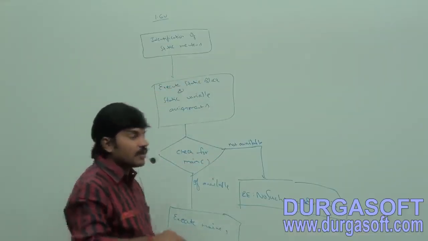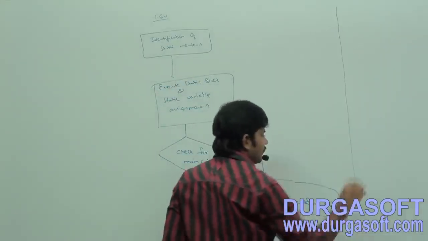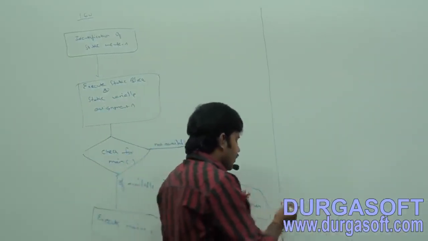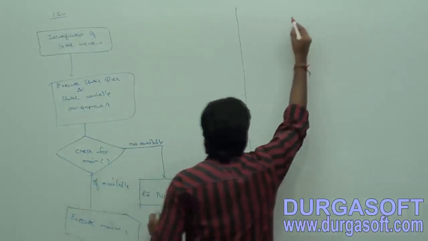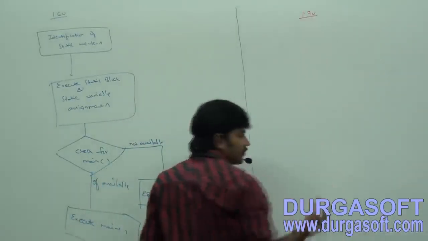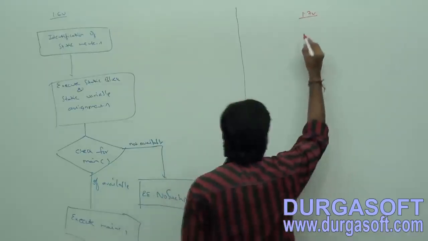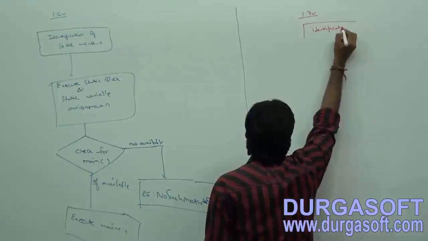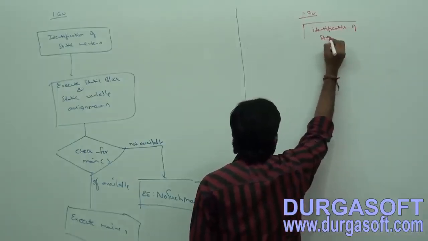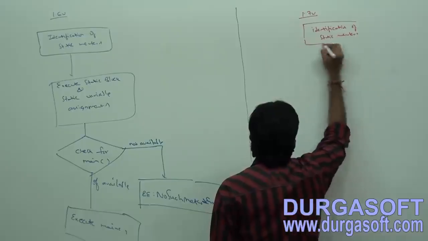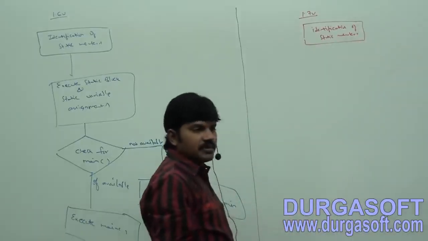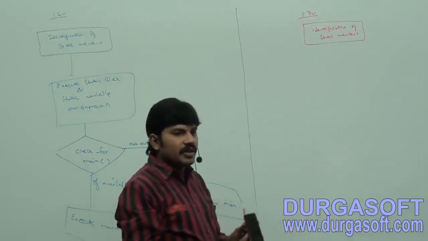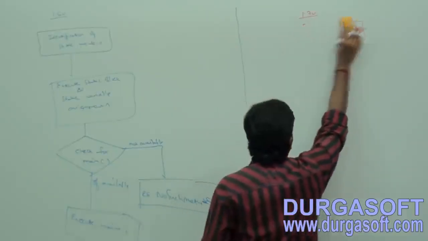But in the 1.7 version, the behavior is different. Okay, 1.7 version. First activity, identification of static members. So total how many static members are there? Are you getting? Otherwise it is simple. Check for main method only directly, and then we can start execution, right?